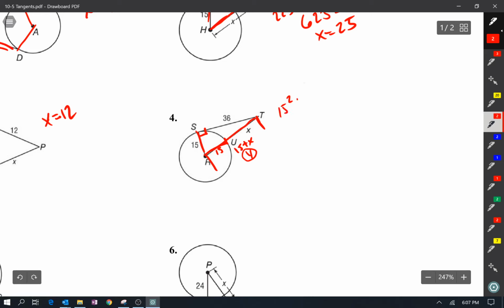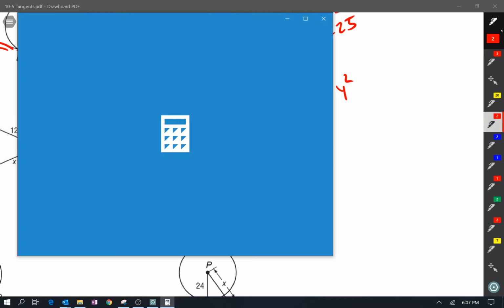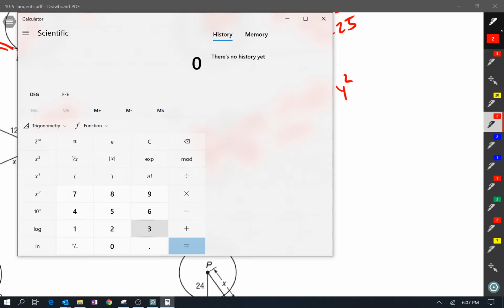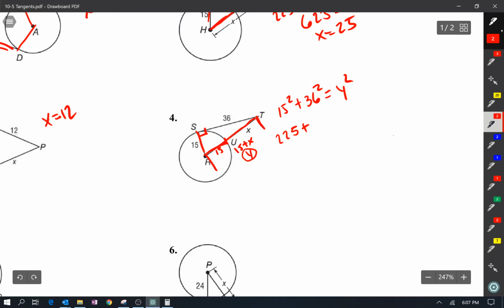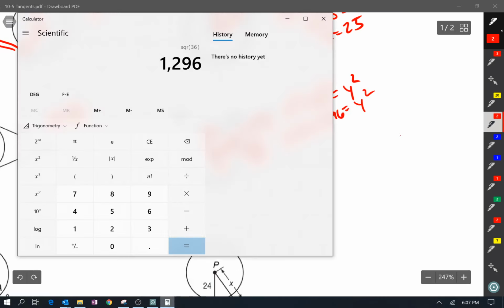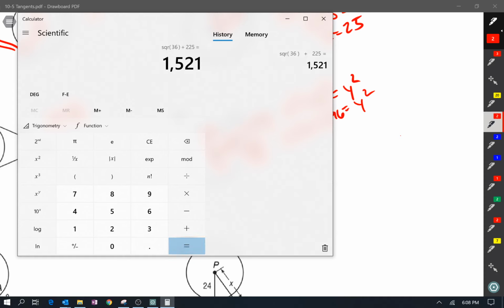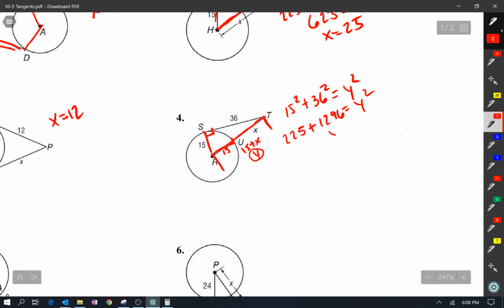We get 15 squared plus 36 squared equals y squared, right? So we get 225 plus, I don't even know what that is. I have to look it up here. 36 squared is 1296 equals y squared, right? So add 225 to that, 1521, and then square root that. I'm just going to take it to the 1/2 power because I can't do square roots on here for some reason. 39. So y is 39.